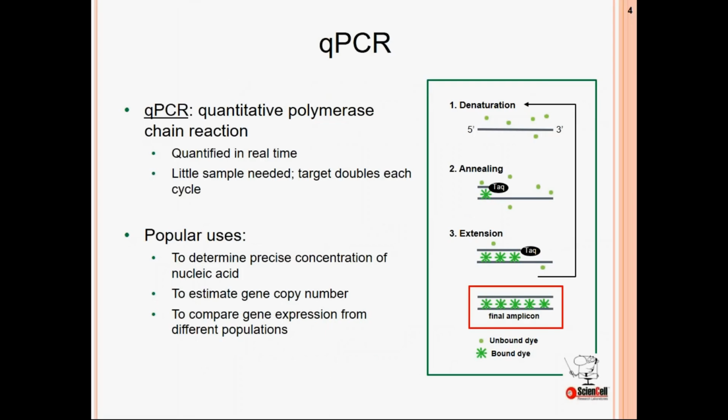To exploit and troubleshoot qPCR most effectively, one has to understand it thoroughly. qPCR is simply quantitative PCR. The basic principles of it rely on the fact that PCR amplifies nucleic acid sequences in a predictable manner. The main difference is that in qPCR, a fluorescent reporter is integrated into new double-stranded DNA, and that fluorescence is quantified after each cycle. Popular uses for qPCR include, but are not limited to, determining the precise concentration of nucleic acid in your starting material, estimating gene copy numbers in a sample, and comparing relative gene expression.